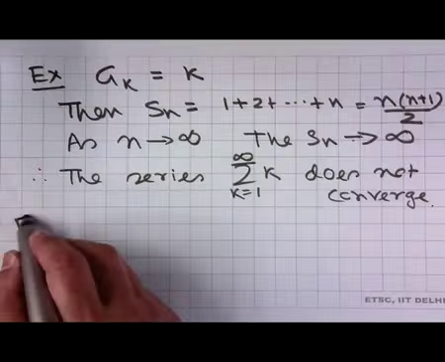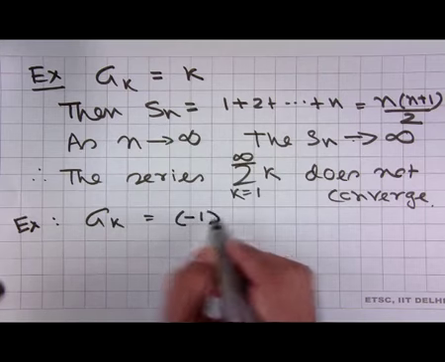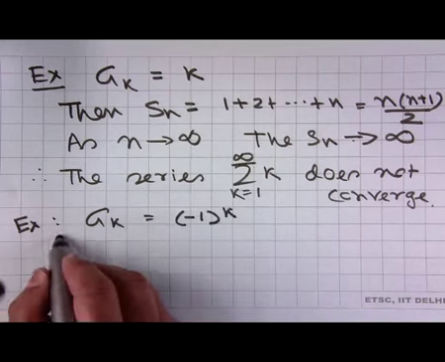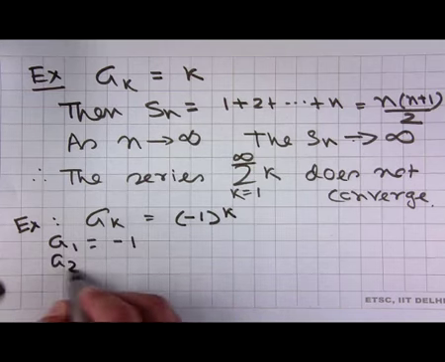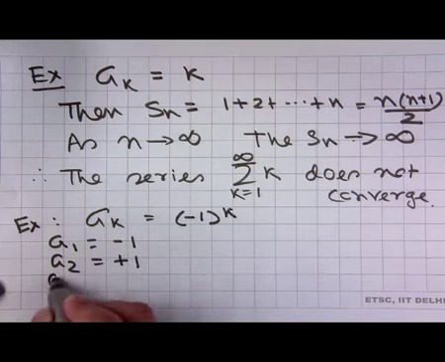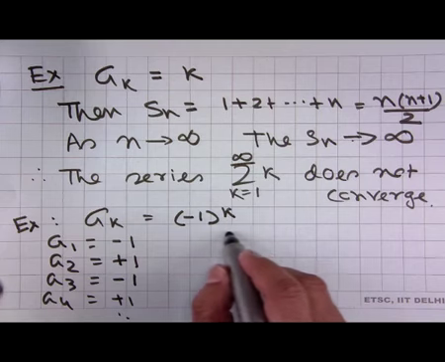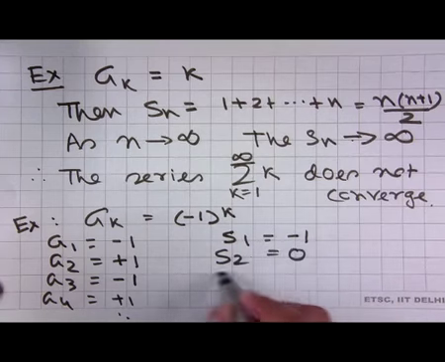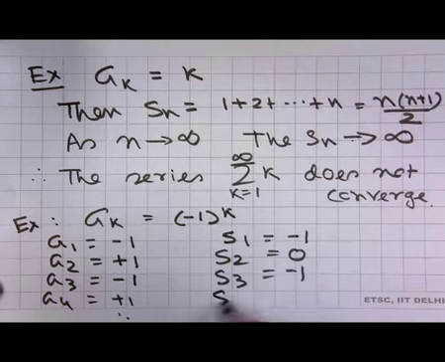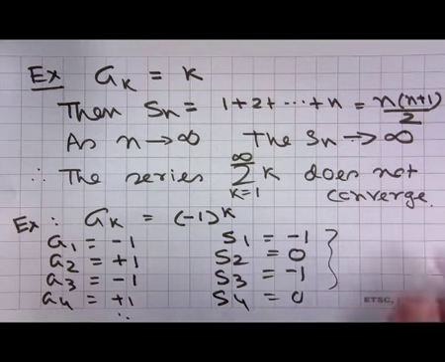Similarly, consider A_k is equal to minus 1 to the power k. Therefore, A1 is equal to minus 1, A2 is equal to plus 1. We have already seen A3 is equal to minus 1, A4 is equal to plus 1, etc. And we can easily find that S1 is equal to minus 1, S2 is equal to 0, S3 is equal to minus 1, S4 is equal to 0, implies the series does not converge.